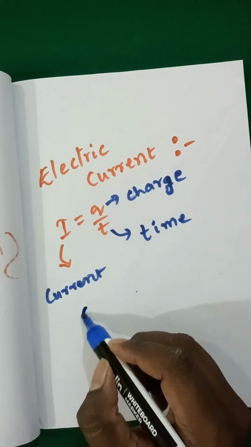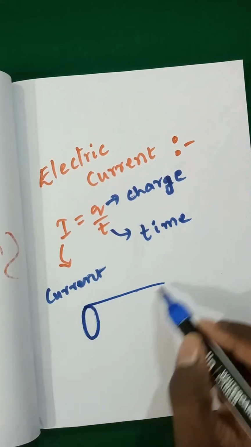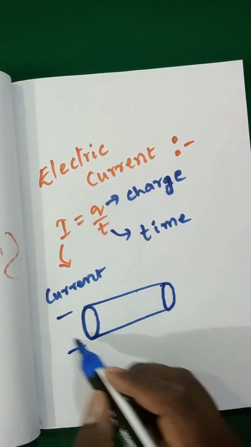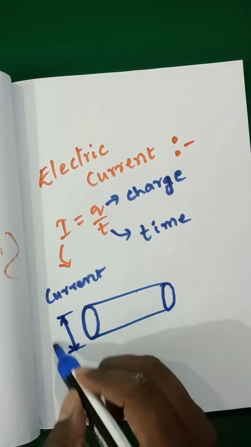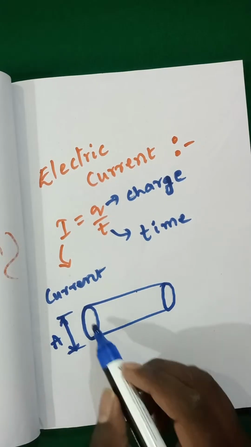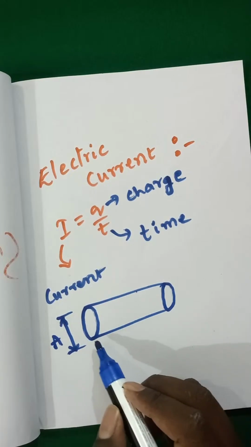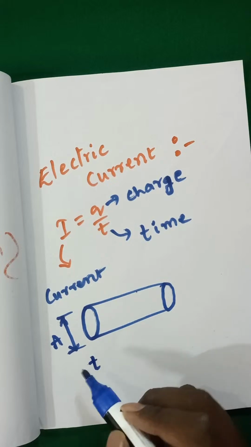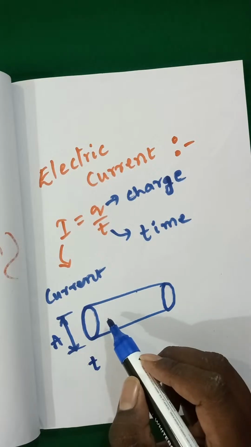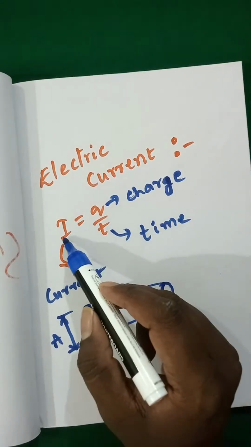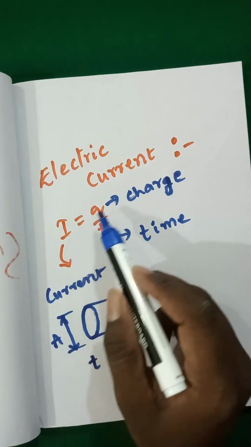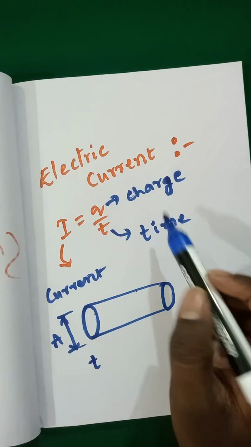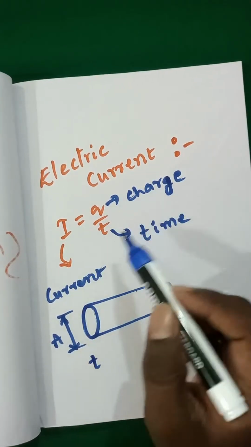Here I'm taking a wire, and this is the area of the cross section, A. See the flow of charges through the cross-sectional area per second. In 1 second, how many electrons or charges are flowing? That we can say is the electric current. I equals Q by T: I is the current, Q is the charge, T is the time.